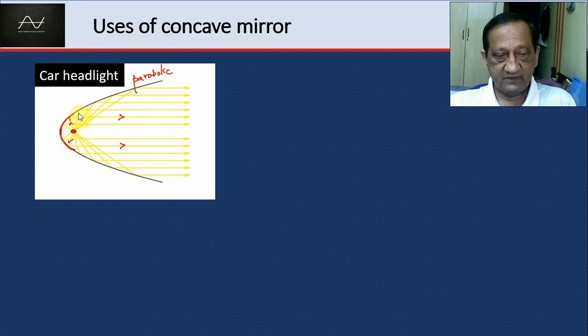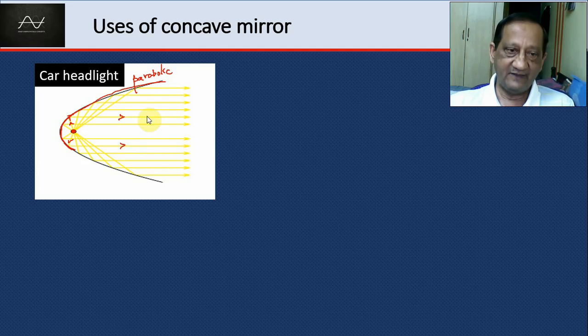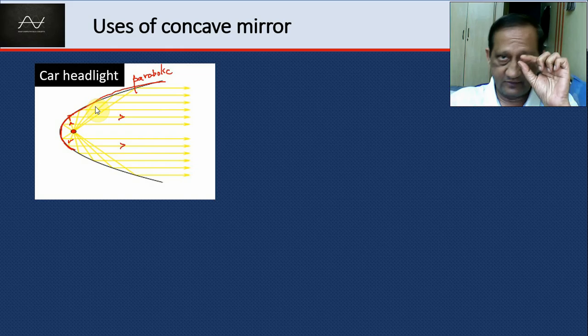But since we want a big parallel beam, it should not be completely spherical. It leads to a situation of spherical aberration. If you make it parabolic, then all the rays that come out are parallel. It is not a spherical mirror, but it is a curved and concave mirror. So the use of this concave mirror is to produce a perfectly parallel beam of light and a very broad beam of light, not a narrow pencil of light.